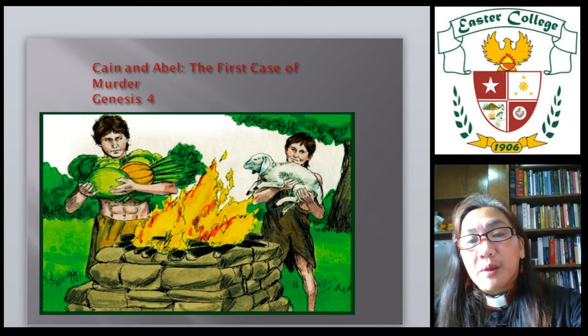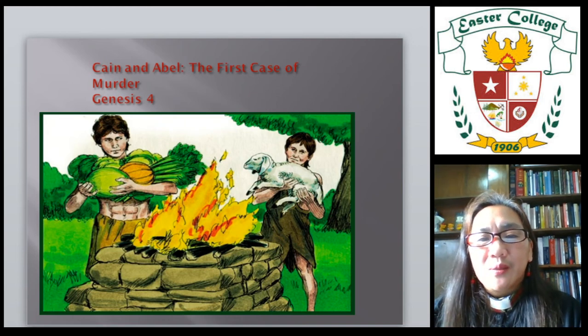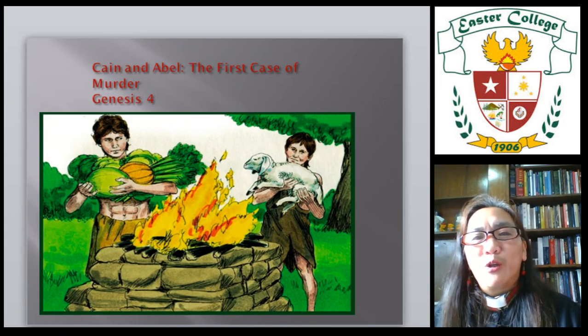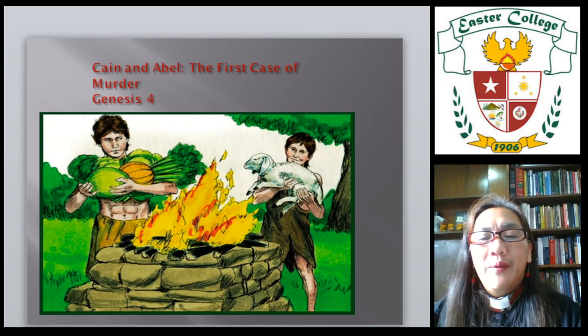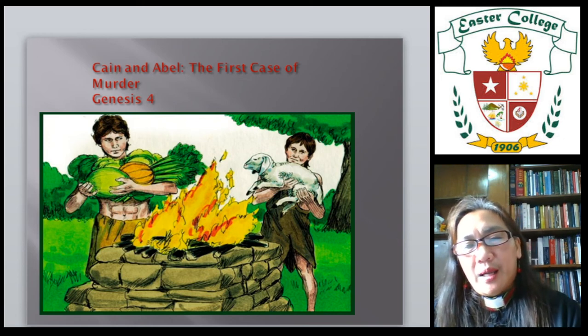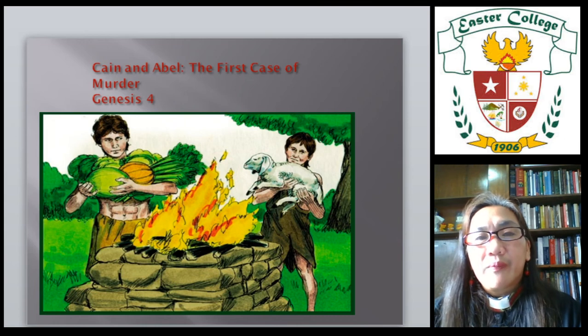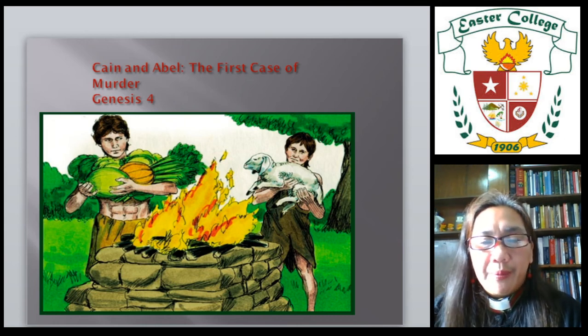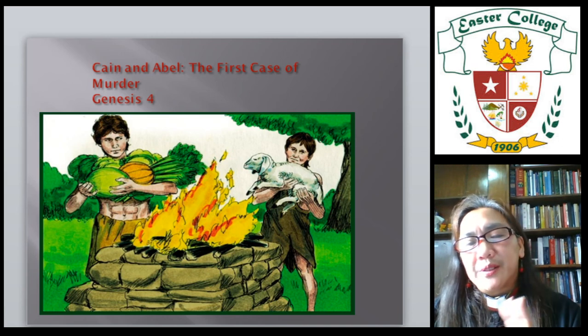So Cain is the older brother. And of course, Abel is the younger brother. And what was the issue? Bakit pinatay ni Cain si Abel? Okay, si Cain is a farmer. Kaya tingnan nyo dyan, hawak-hawak niya yung mga tinanim niya. And Abel was a shepherd. So here's a story of a farmer and a shepherd.